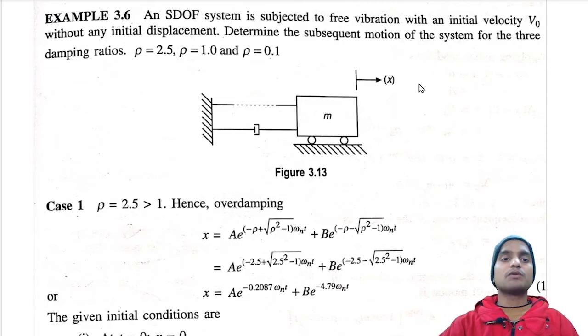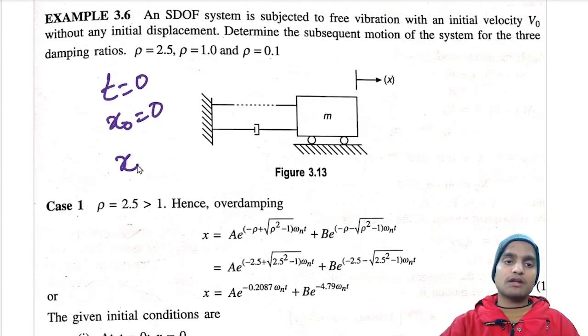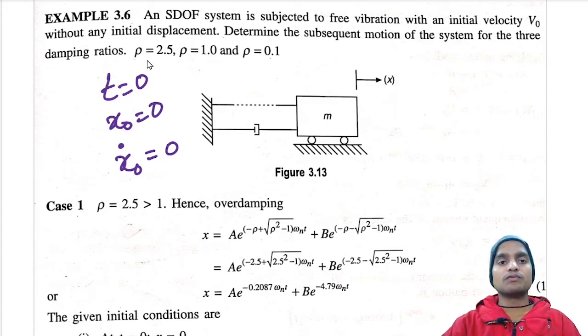All right, so next problem is, an SDOF system is subjected to free vibration with an initial velocity v naught without any initial displacement. So there are two boundary conditions given here, that at time t equal to 0, x naught is equal to 0 and velocity is also given. Determine the subsequent motion of the system. We have to determine the equation of motion for the 3 damping ratios: rho value equal to 2.5, rho value equal to 1.0 and rho value equal to 0.1.